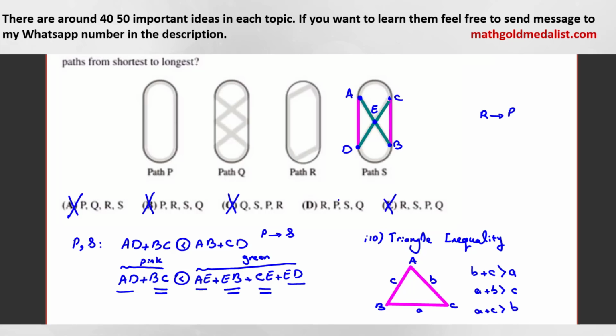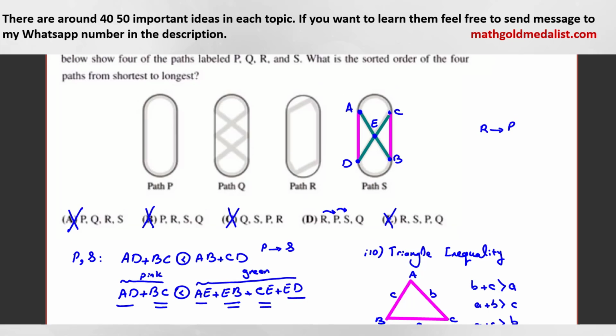But we solved this problem completely. We proved R is less than P. We proved P is less than S. Now I want to prove also S is less than Q. Okay? So let's prove this part together.